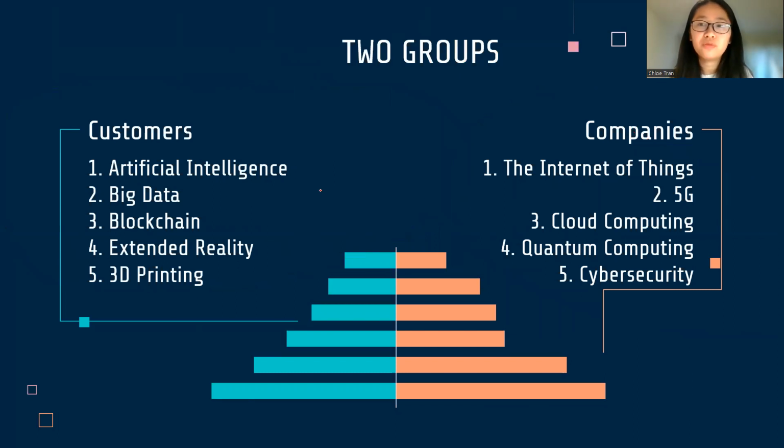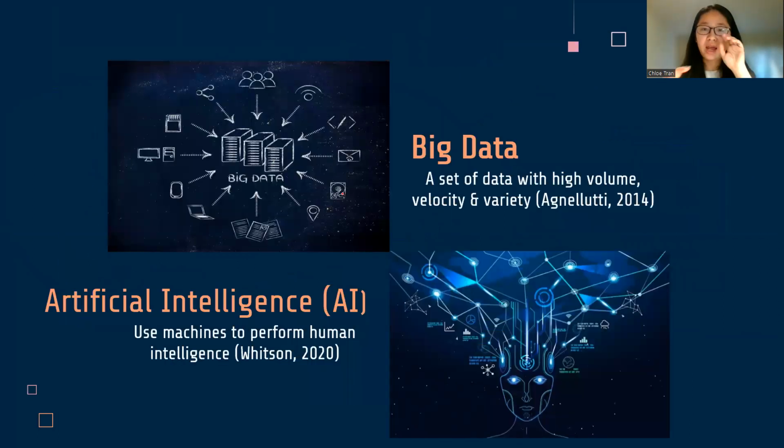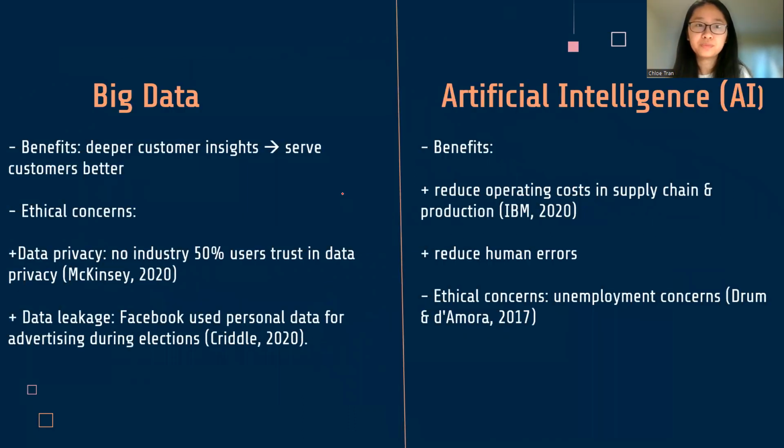So let's start with the first group, the customer group. In this slide, I combine big data and AI into one slide because actually big data is the input of the AI. Like if the company has more data, they can feed it into the machine and train the algorithm more effectively. For big data, I take an example of Netflix. When we watch Netflix, we can see that Netflix recommends a lot of shows and films that are really suitable to your interest, and that is the application of big data.